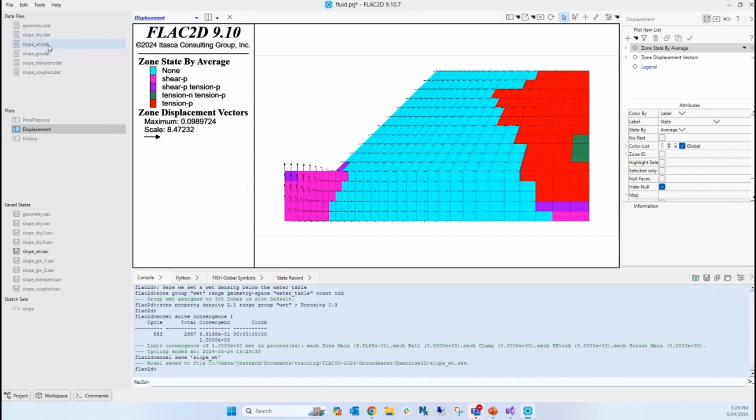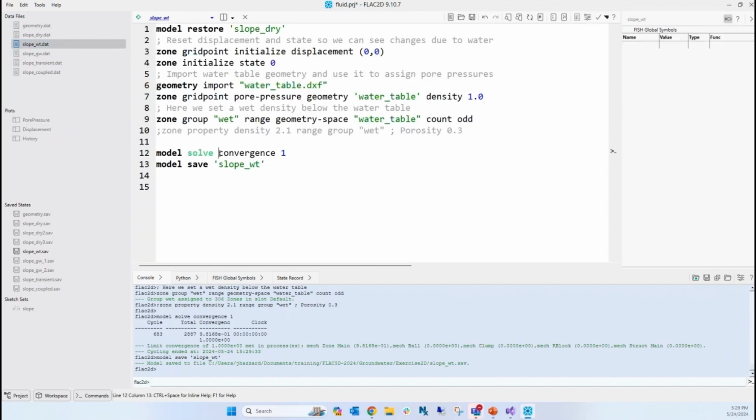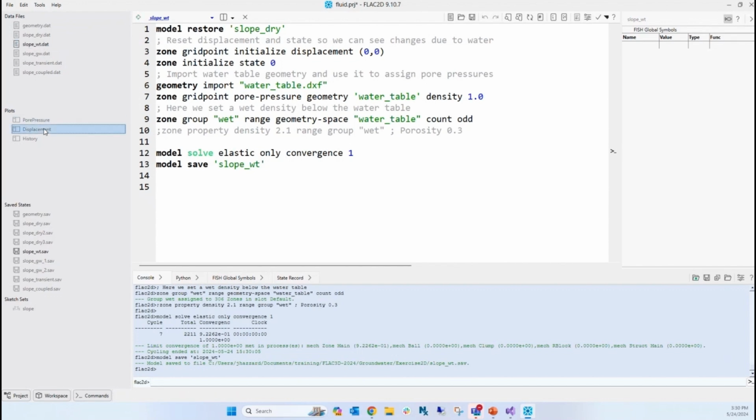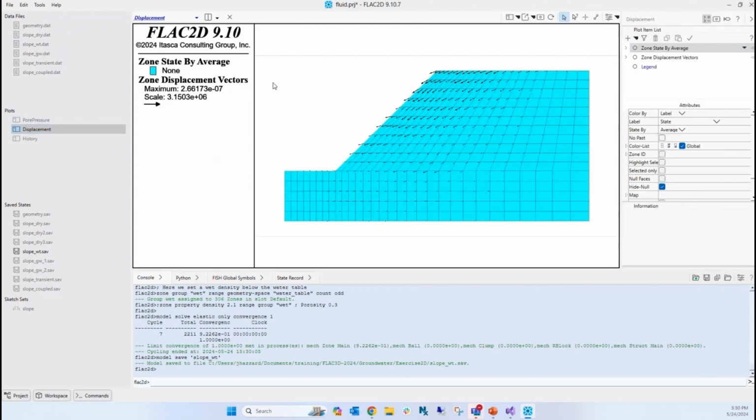If we run this elastically, so let's do this, model solve elastic only. Let's have a look at it. Almost nothing happens here. So look at this, displacement is 2e minus 7. Okay. So again, by default, if we're just setting pore pressures, we're not doing a fluid flow analysis, the pore pressures affect the effective stress, which affects the failure, but it doesn't affect the total stress. So we don't see any movement here.